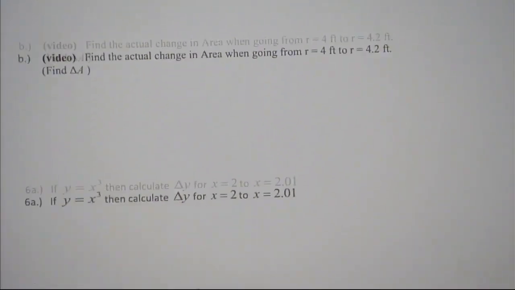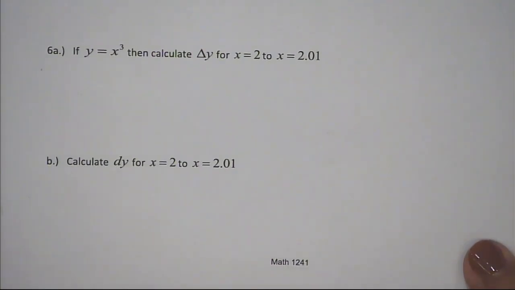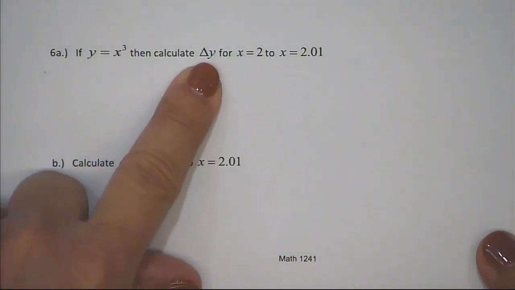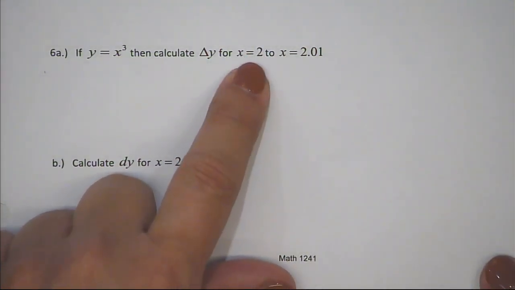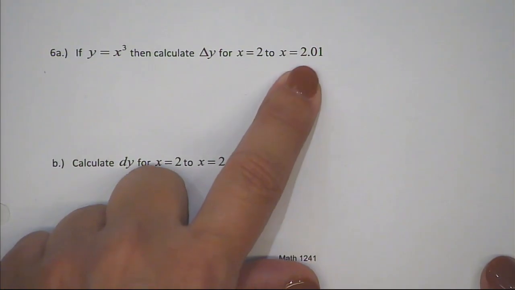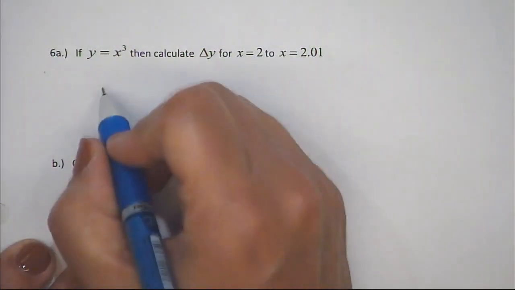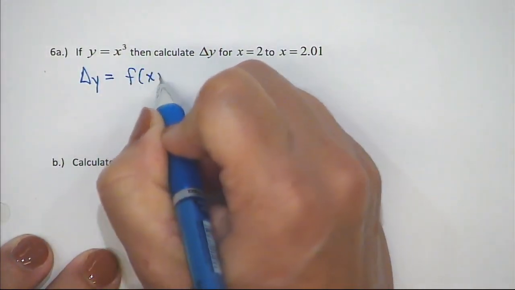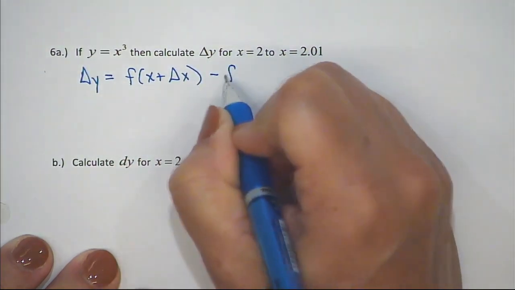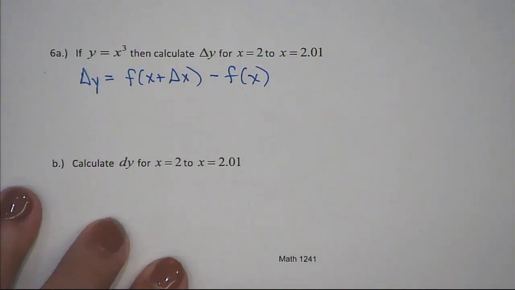All right, so Dr. Taylor did 5, so let's run through number 6 real quick. Okay. So 6a says we have y equals x cubed. We want to calculate delta y for x equals 2, so that's our starting point, our original number, to x equals 2.01. Okay. All right, so to do delta y, that formula is f of x plus delta x minus f of x. That's just finding the y values. Those are y values. All right.